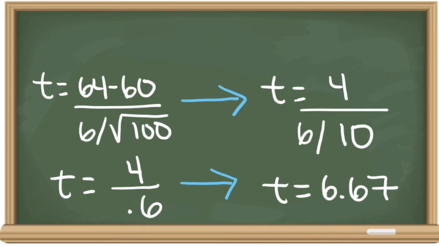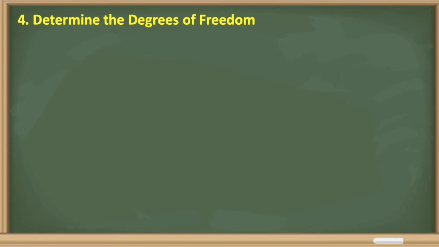So what we see is that T then equals 4 over 6 divided by 10, which gives us 4 divided by 0.6, which ultimately will give us a t-value of 6.67. Now for step 4, we have to determine the degrees of freedom. This is a very simple formula, and what this is going to help us do is determine one of the values that we'll need in the next few steps, which is to find our critical value.